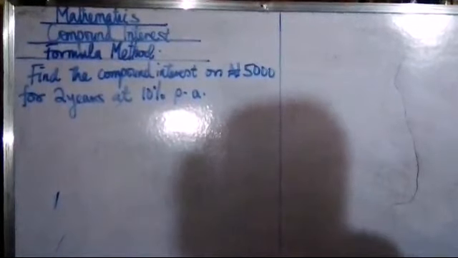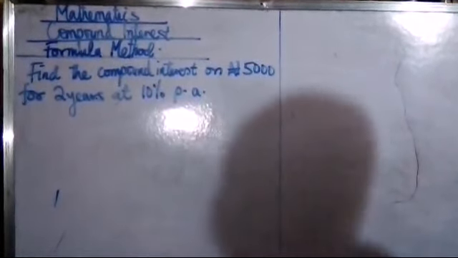Primary 5 pupils, welcome to day 2 of our mathematics in week 4. Like we did the other time, we're still continuing compound interest. And today we look at the formula method. Remember I told you there are two methods to solving this problem. We have the direct computation method and then the formula method.